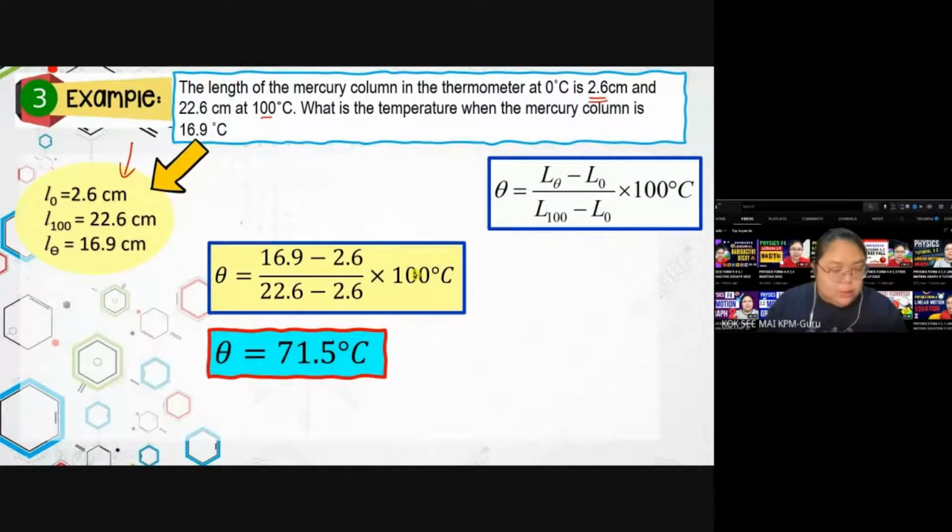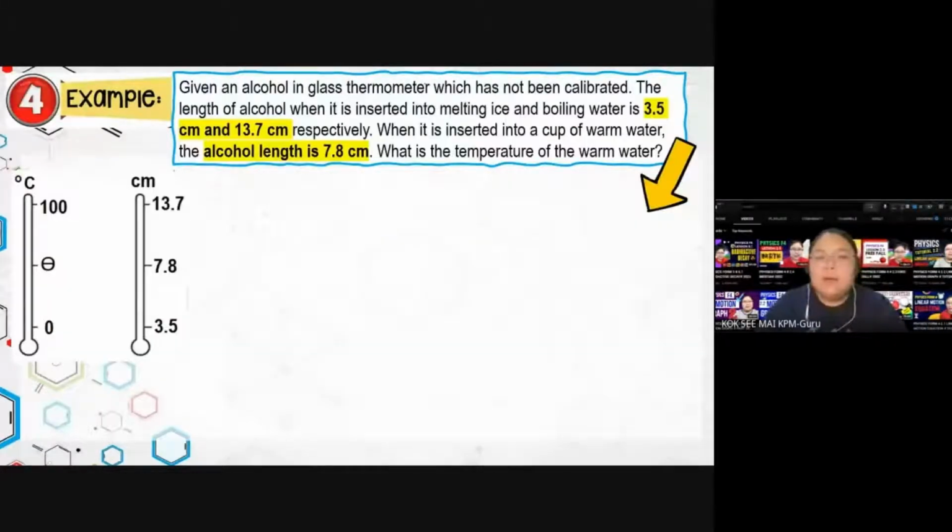Okay. So we go to number 4. Your question is number 2. Given that the alcohol glass thermometer is not calibrated, the length of the alcohol when it's inserted inside the melting ice and also the boiling water: one is 3.5. 3.5 means this is the L0, 3.5. Okay, this part.